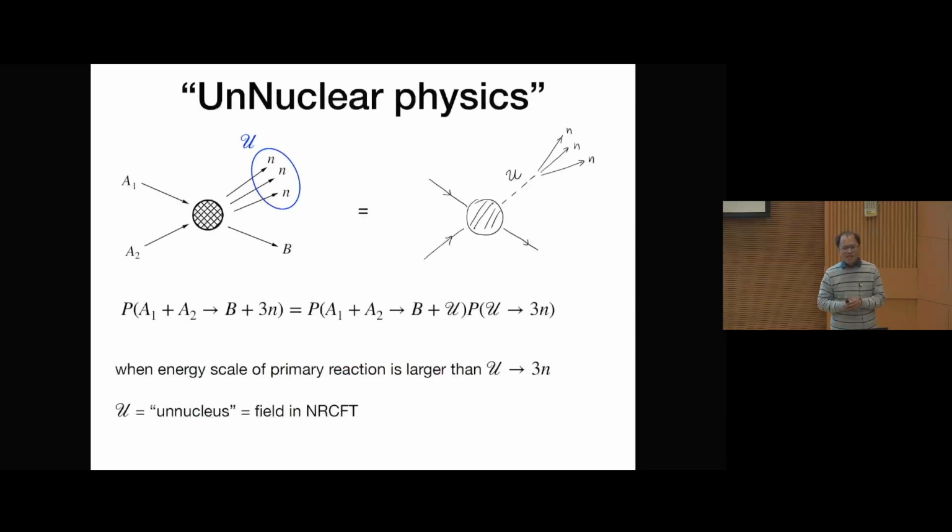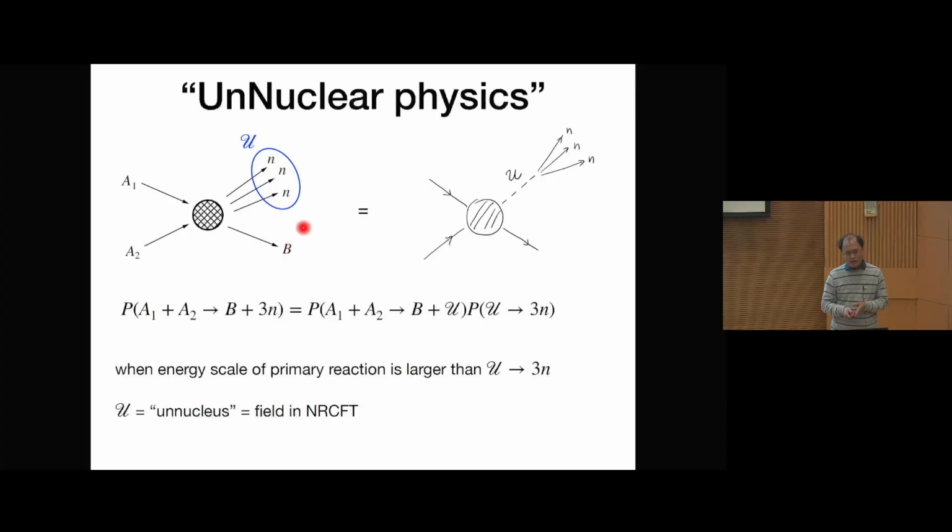Okay, consider a scattering process where we have two particles, A1 and A2. This could be some nuclei or some strongly interacting particle colliding, and then becoming one particle B and a bunch of neutrons. Here we have 3 neutrons, but it can be any number of neutrons.